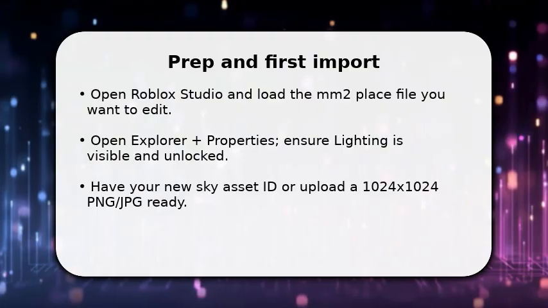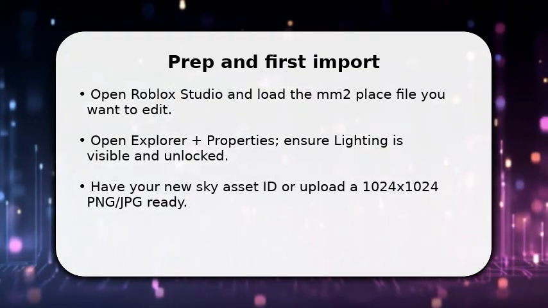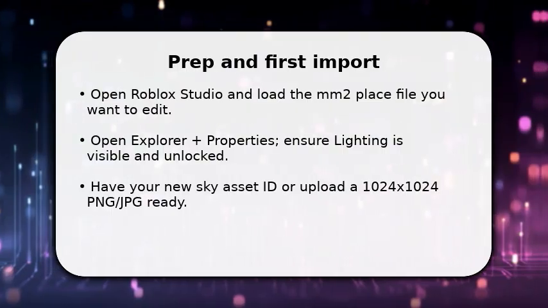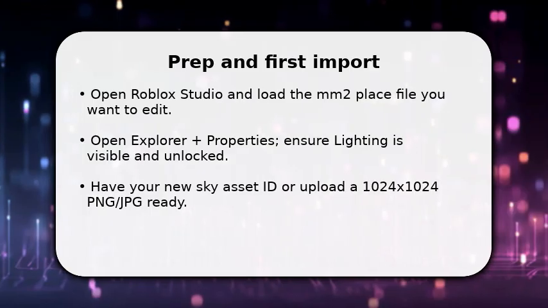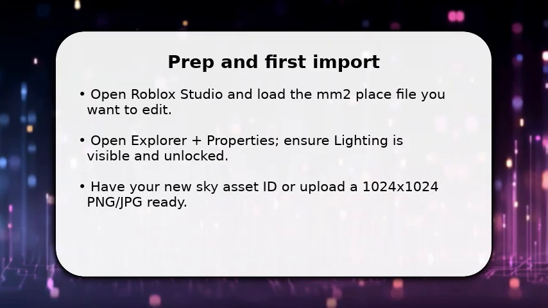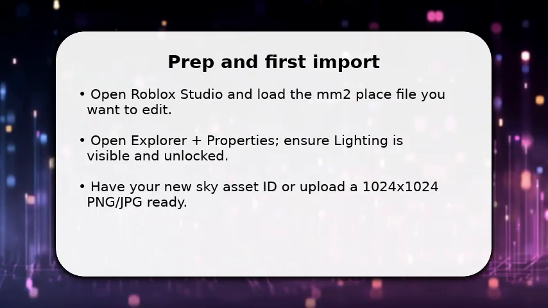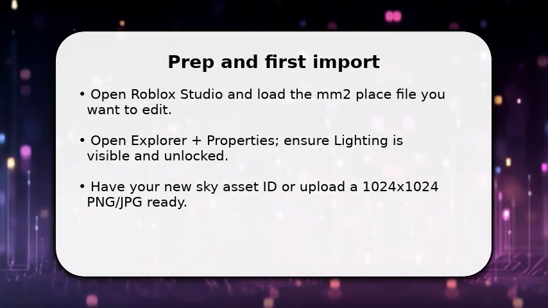You start inside Roblox Studio, open the specific MM2 map, and make sure lighting is visible in Explorer. Next, upload or copy the new sky texture's asset ID. That ID is what replaces the existing sky, so keep it handy. Once done, add a sky object under lighting. Right-click lighting, insert object, right arrow, sky.